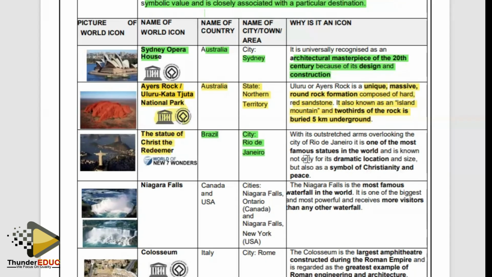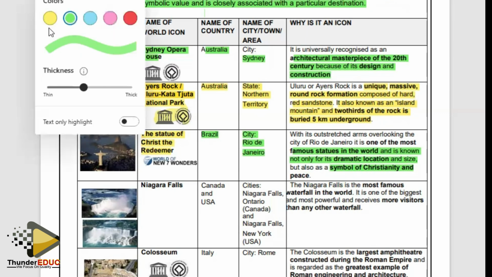So the reason why it is an icon is that it is one of the most famous statues in the world, and for its dramatic location, it is located on a high area overlooking the coastal area next to the sea. It is also known as a symbol of Christianity and peace. This, therefore, gives it religious significance. So that is the third icon which you should focus on in 2024.